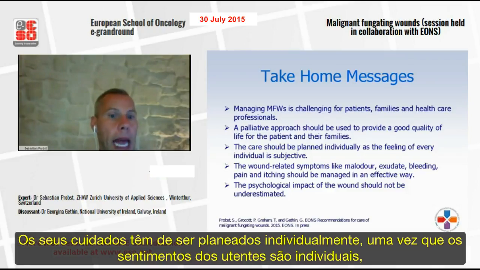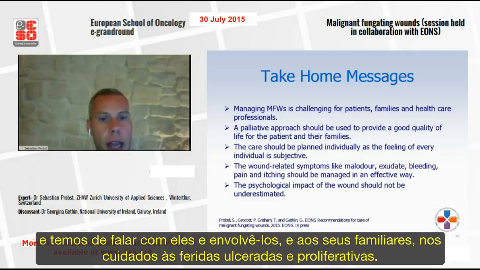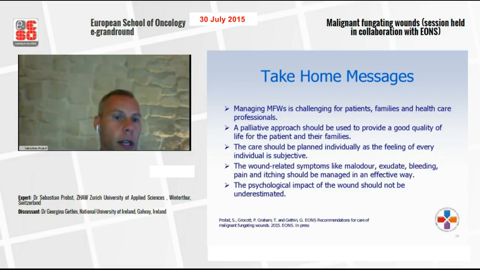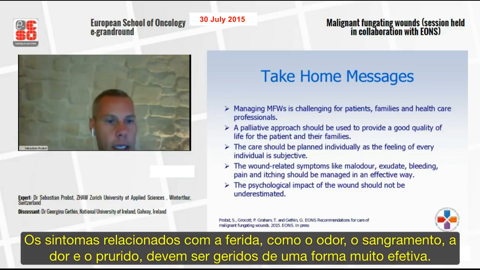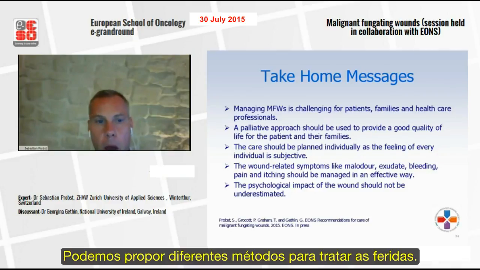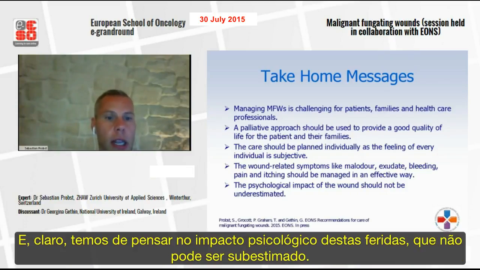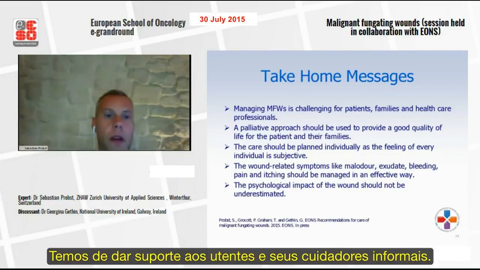The care should be planned individually, as the feelings of these patients are very individual, and we have to talk to them and involve their relatives in the care of fungating wounds. The wound-related symptoms like malodor, bleeding, exudate, pain and itching should be managed in a very effective way. We can propose different methods to manage these wounds, and of course we have to think about the psychological impact of these wounds, and it must not be underestimated. So we have to support patients and their informal carers.